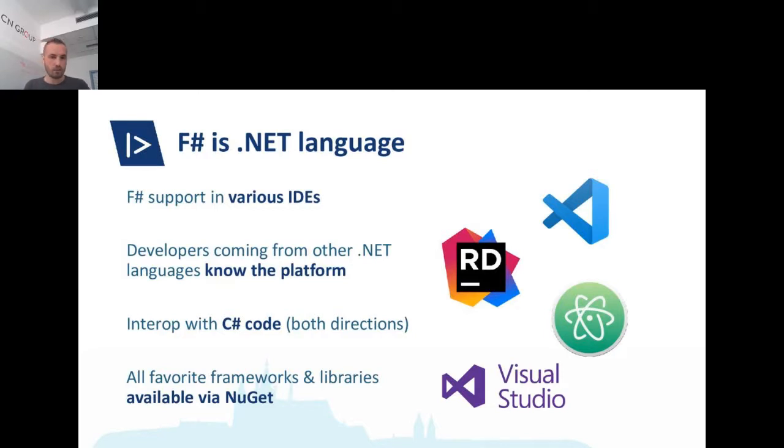What is really cool is that we have interop with C# code. So, for example, if you know Newtonsoft JSON and other really cool C# libraries, you can use them in F#. Really, the interop works in both directions. So all your favorite stuff like ASP.NET, all the frameworks and libraries that are available via NuGet, are available there.